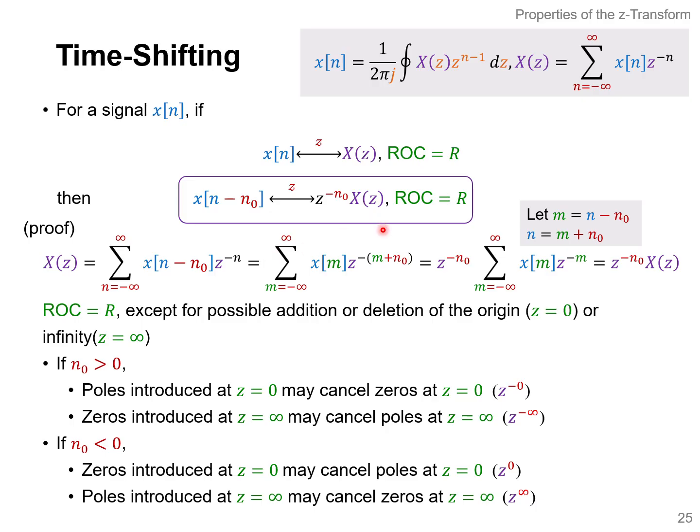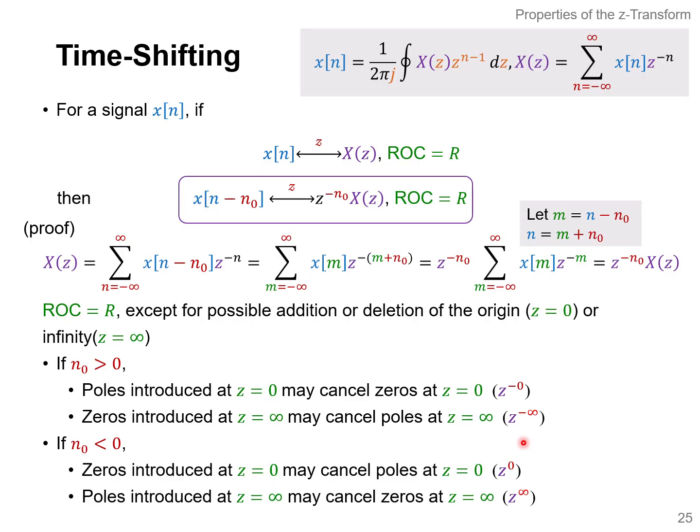For the ROC, it usually stays the same after a time shift, but we may gain or lose the point at z equals 0 or z equals infinity. If the shift amount n0 is positive, meaning we move the signal to the right, we create poles at z equals 0 and zeros at z equals infinity. These new poles or zeros may cancel the old ones.